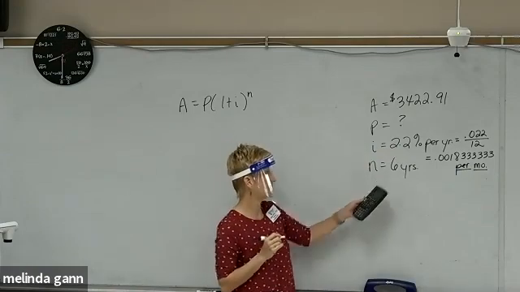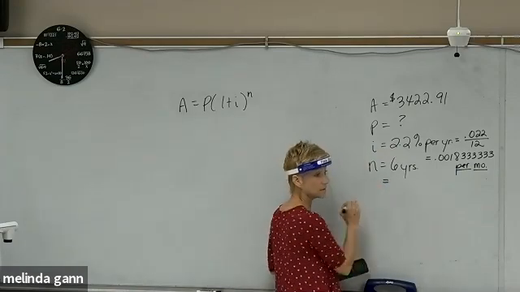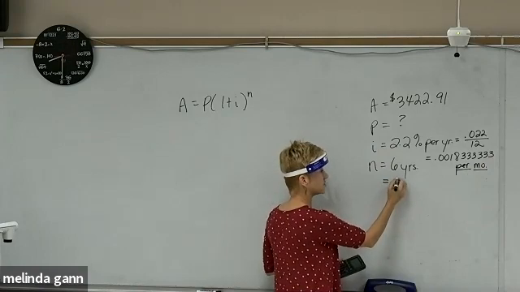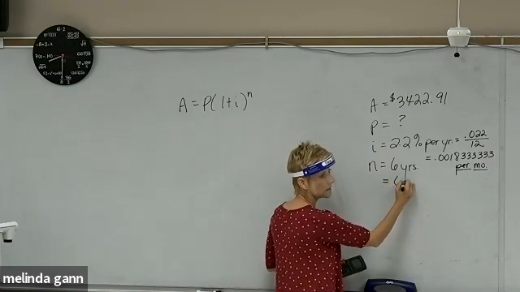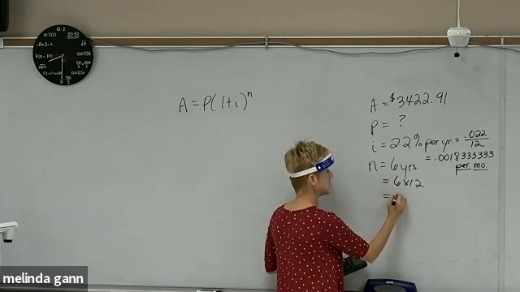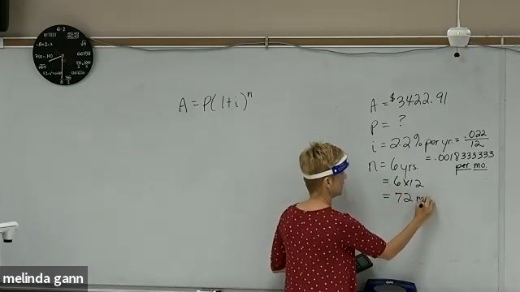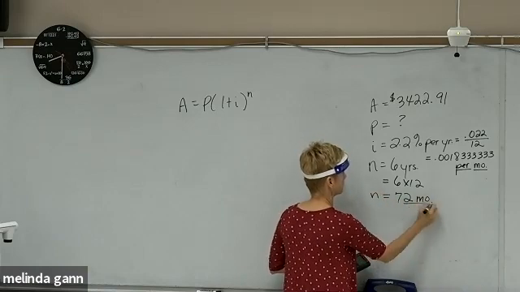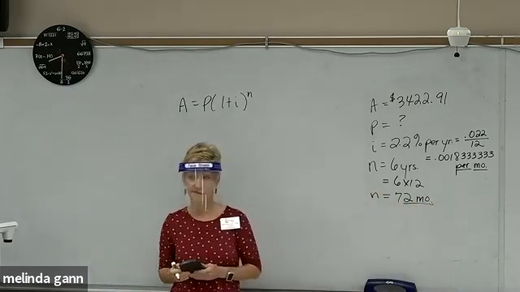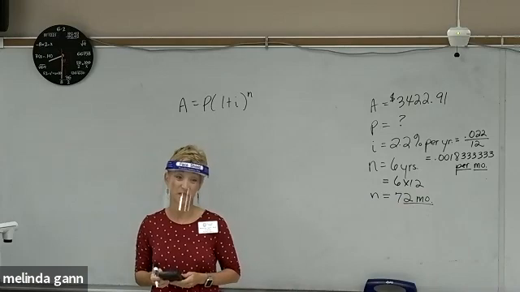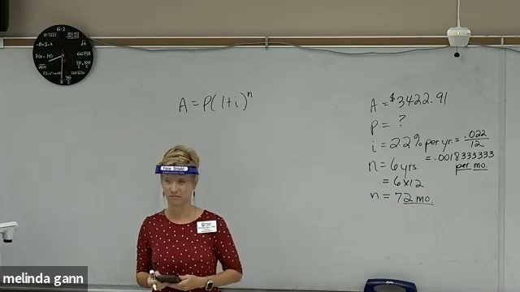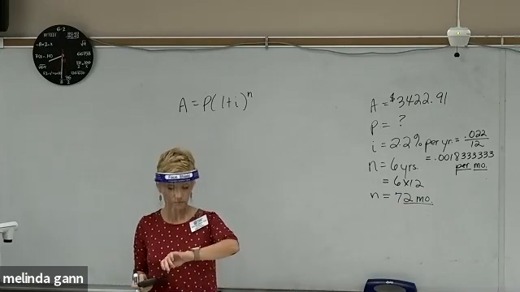Now what have I got to change that 6 years to? All right, so how do I change years to months? I take that 6 and what? Times by 12. So how many times is this interest going to be calculated? 72 times. Every month they're going to calculate that interest. That's way different than simple interest when it's calculated just one time. Okay?